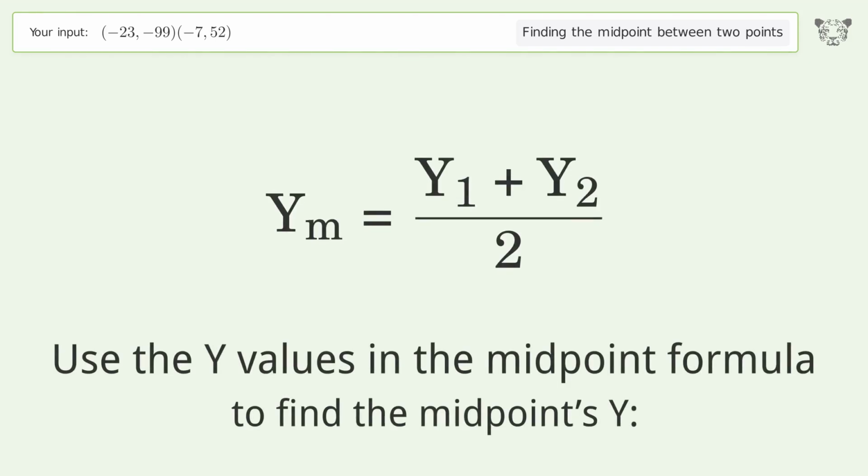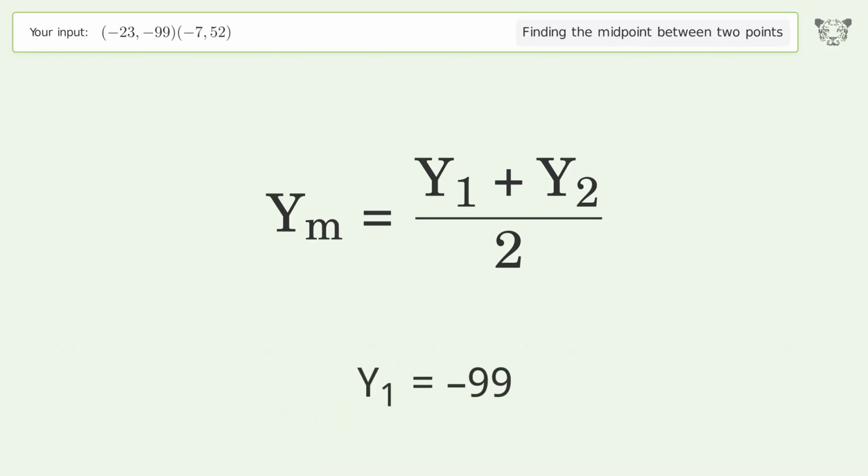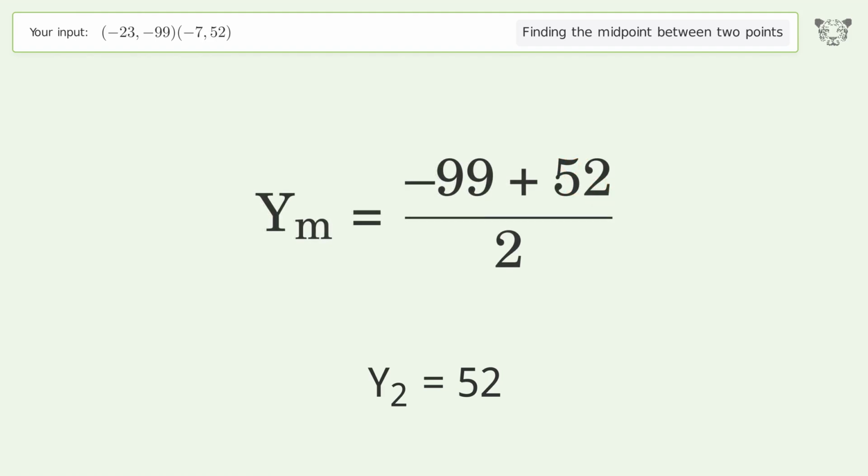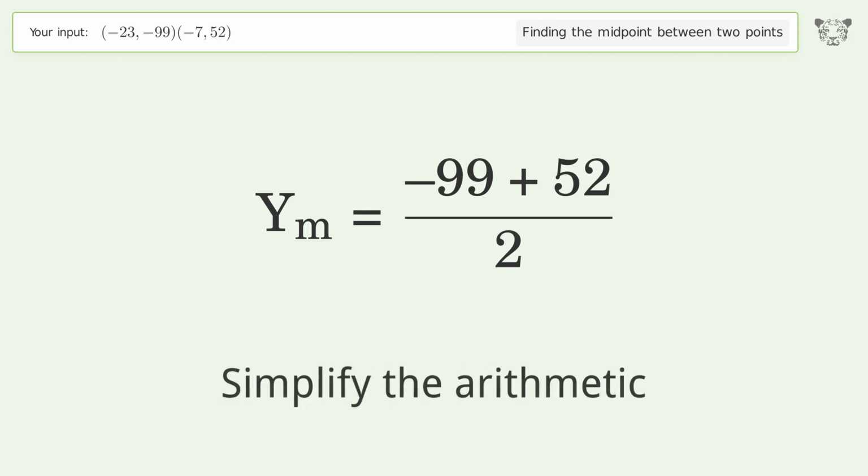Use the y values in the midpoint formula to find the midpoints y. y1 equals -99. y2 equals 52. Simplify the arithmetic.